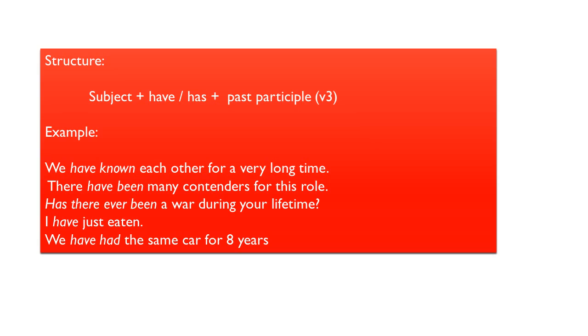Structure of present perfect tense: subject plus have or has plus past participle form of the verb, that is V3. Here are a few examples. We have known each other for a very long time. There have been many contenders for this role. Has there ever been a war during your lifetime? I have just eaten. We have had the same car for 8 years.